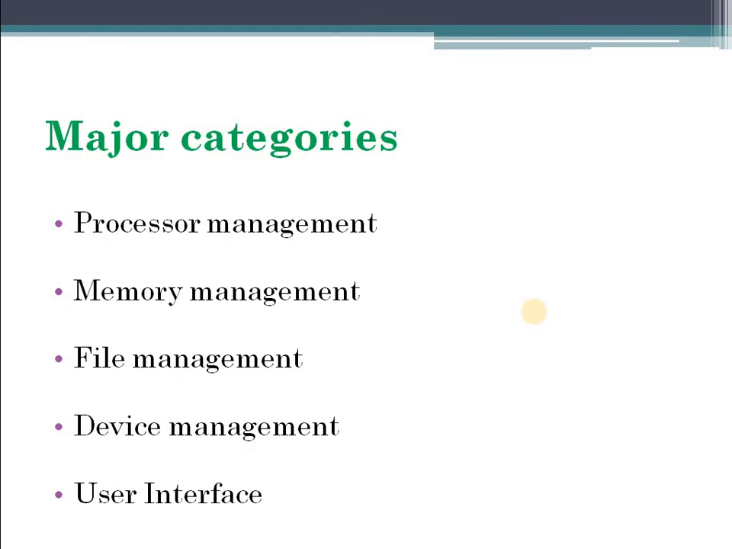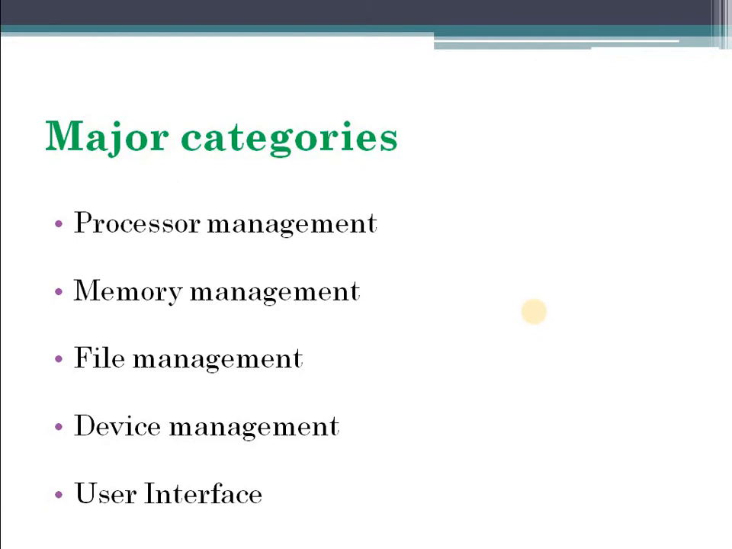The processor is known as the CPU, central processing unit, and sometimes also as the microprocessor. Management of that: how it will execute the instructions, how the clock timing will be maintained, how the synchronization will be done. All these things are done with the help of the operating system. Then memory management: how the memory will be utilized, how the data will be transferred from the primary to the secondary, to the primary, to the cache memory, to the registers. Whatever is related to the memory is also done by the operating system.